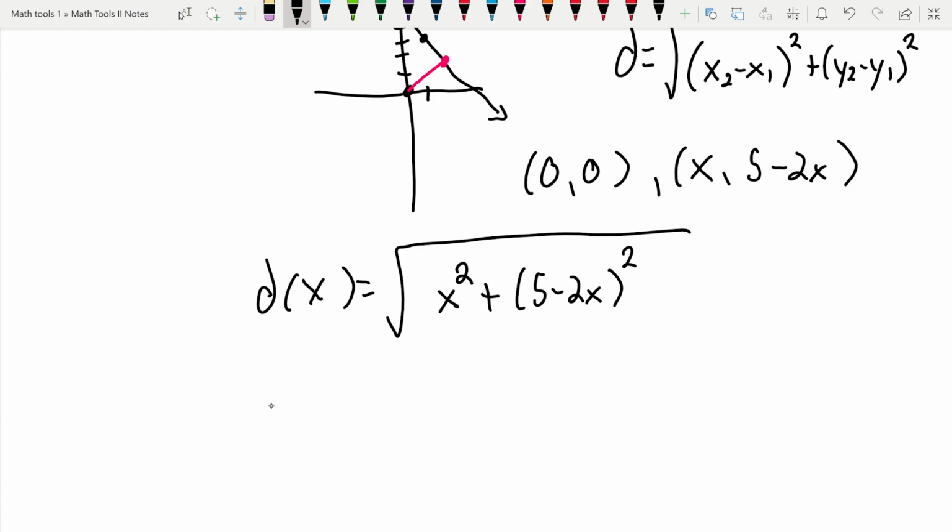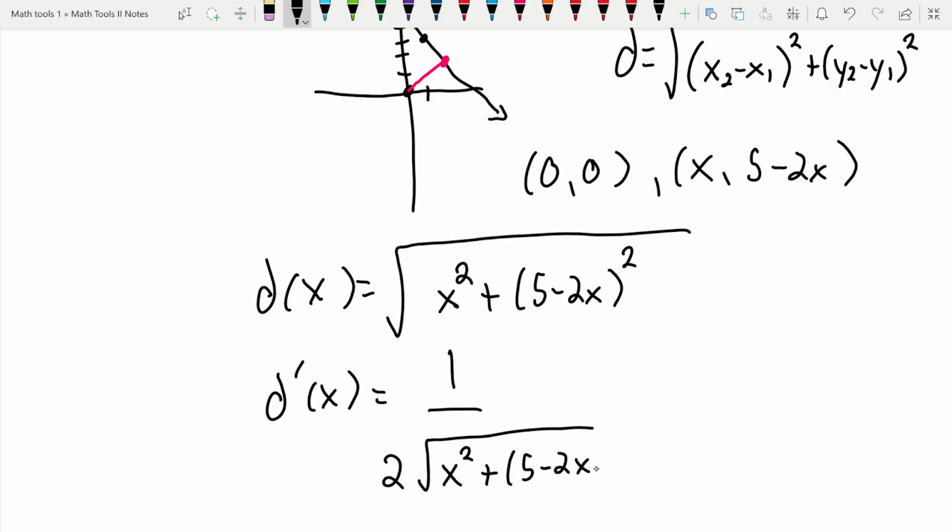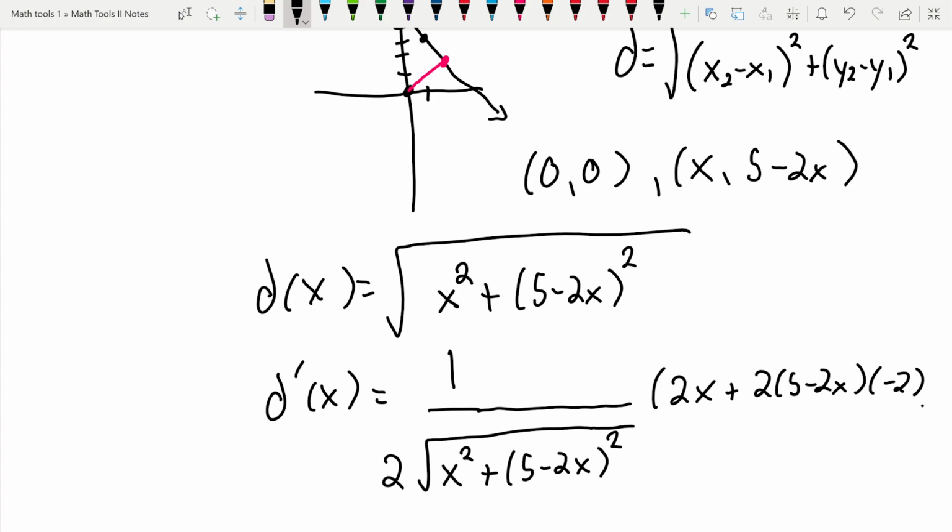Now I can find the derivative with respect to x here. Okay. So we've got to use the chain rule. So this is going to be 1 over 2 root all this. Okay. Bit of a complicated derivative in here. Times the derivative of this is going to be 2x plus 2 times 5 minus 2x times the derivative of the inner part, which is -2. Okay. So we have this whole thing here.